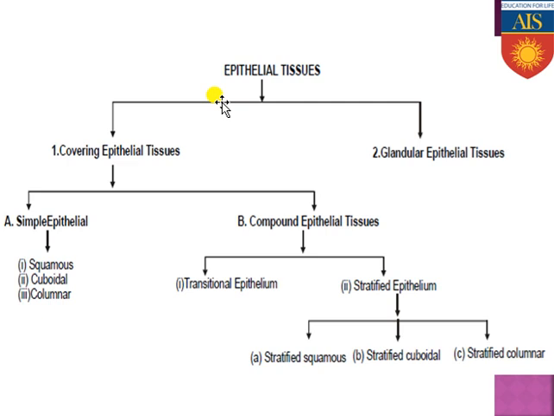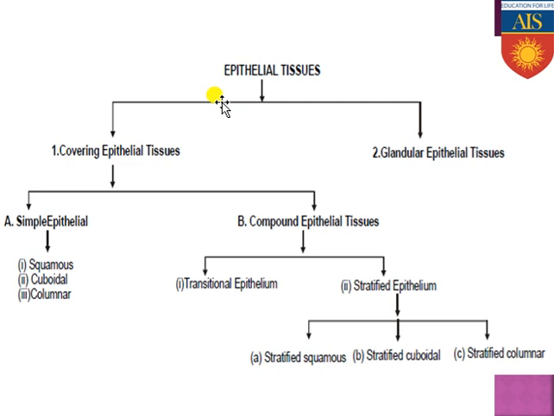Exclusively, that is divided into 2 different categories. One is simple epithelial tissue, another one is compound epithelial tissue. Simple epithelial tissue will be very simple because it contains only a single layer of cells, and there are 4 different types of simple epithelial tissue: squamous, cuboidal, columnar, and ciliated columnar epithelial tissues.